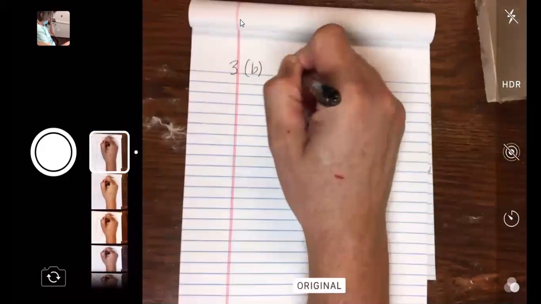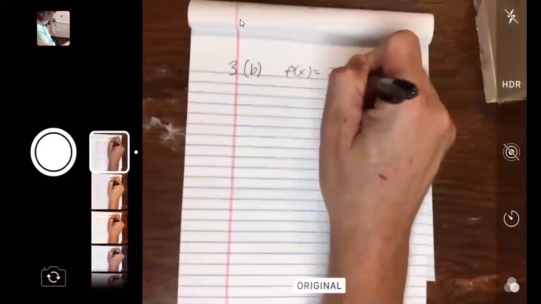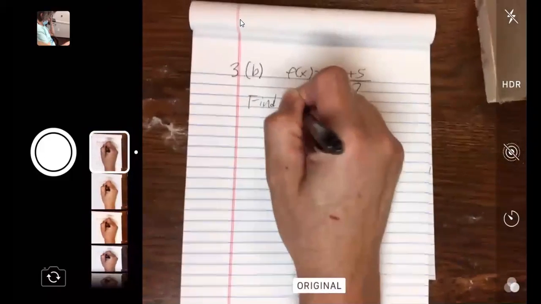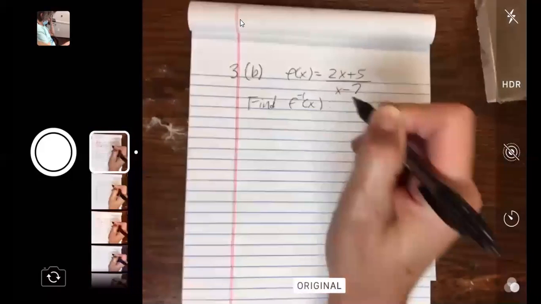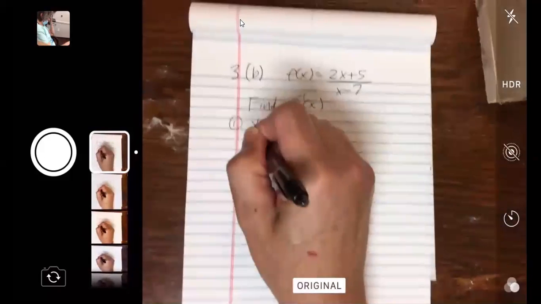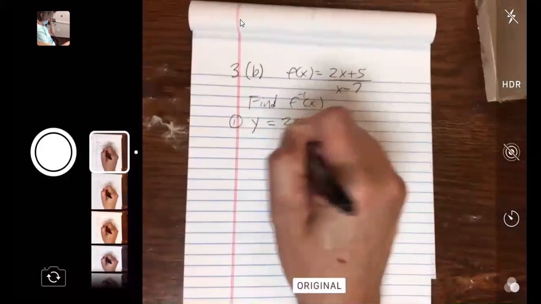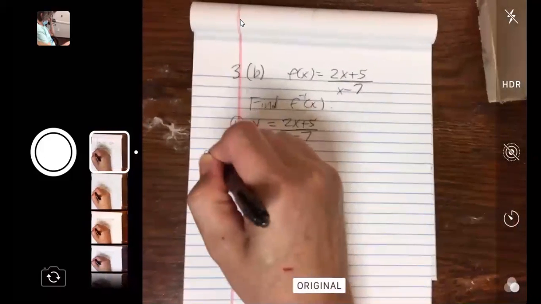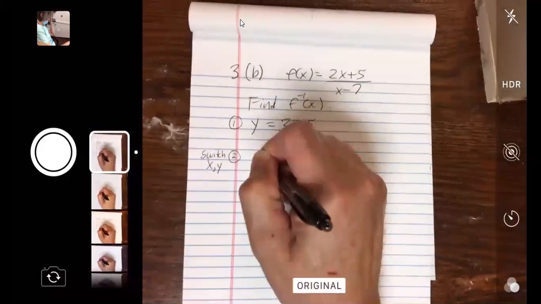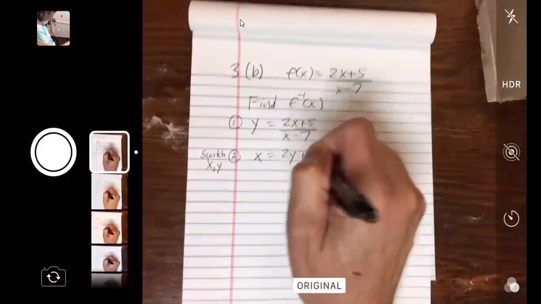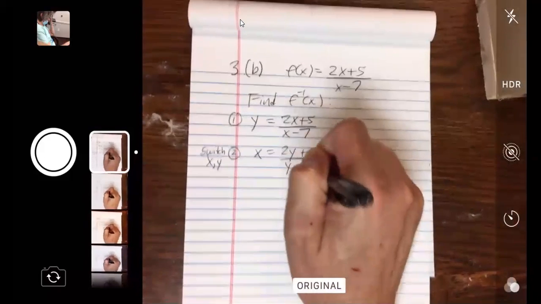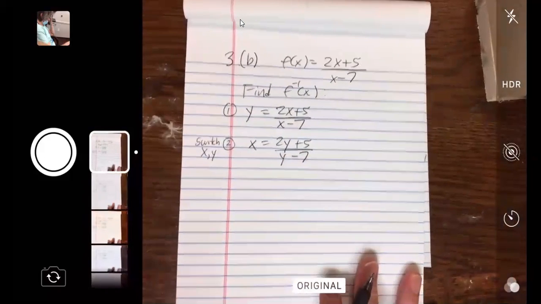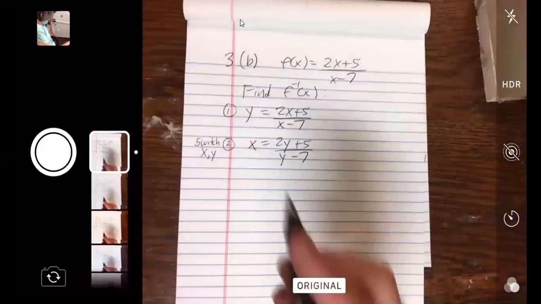Yes, please. All right, so the original f of x is 2x plus 5 over x minus 7, and we want to find f inverse of x. There were 3 steps. You want to go y equals 2x plus 5 over x minus 7. Step 2, you want to switch your x and y. That means x equals 2y plus 5 over y minus 7. Are we losing anybody? No, I'm good. So I understand right now.